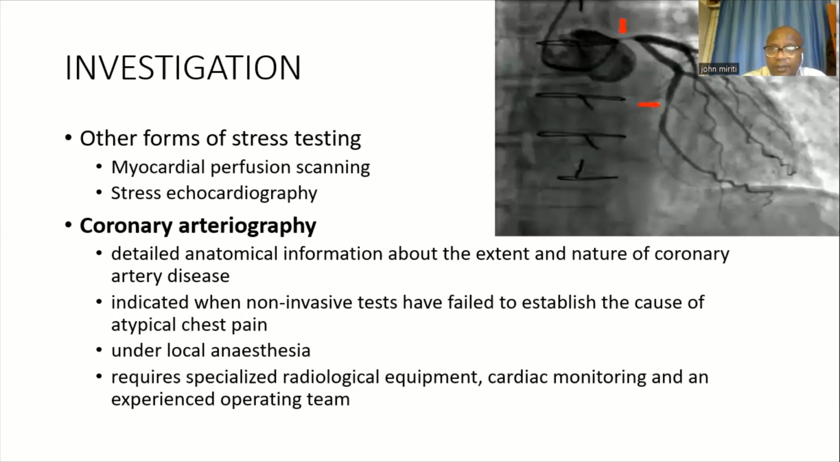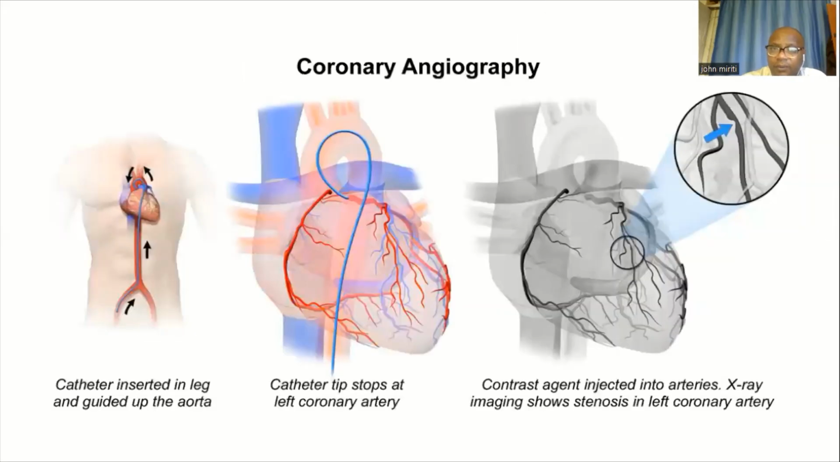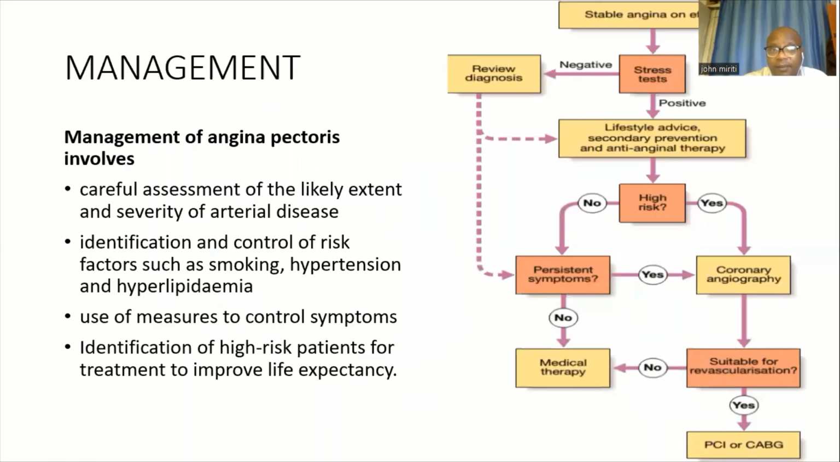So in this photo, you can see there is an aneurysm of the coronary arteries. There are 2 aneurysms of the coronary artery. This is what is called coronary angiography. You can see that the catheter is inserted, and the catheter is always inserted at the inguinal, the femoral region up there. And then you can see how it goes, and you can see the stenosis. So, what is the management of angina pectoris?